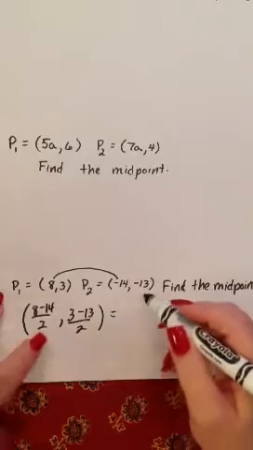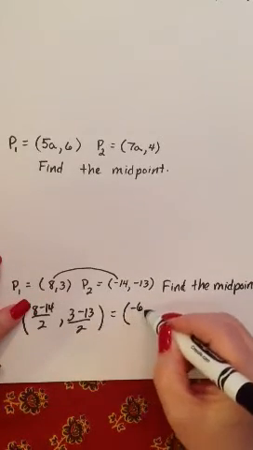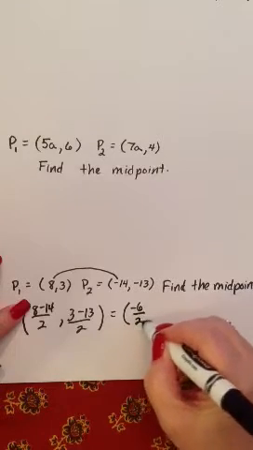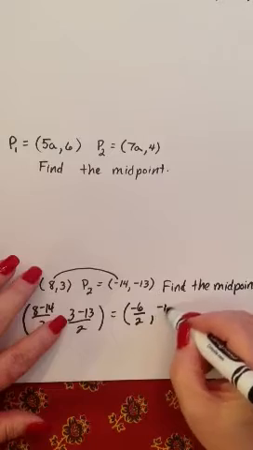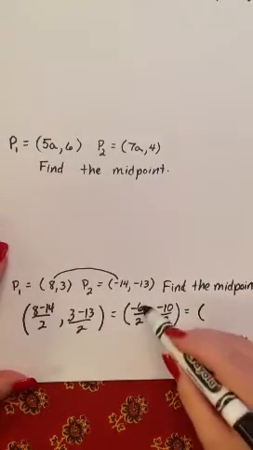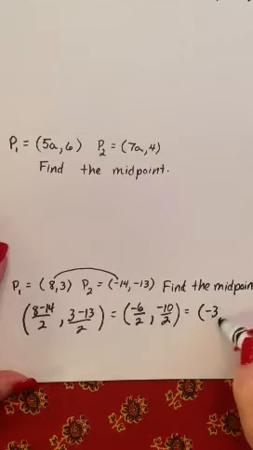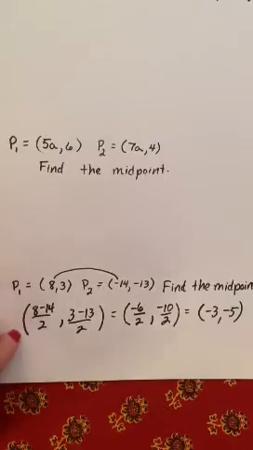Okay? So 8 minus 14 is negative 6. So this would be negative 6 over 2, comma, 3 minus 13 would be negative 10 over 2. And so the final answer would be negative 6 over 2, which is negative 3, and negative 10 over 2, which is negative 5. So we found the midpoint.